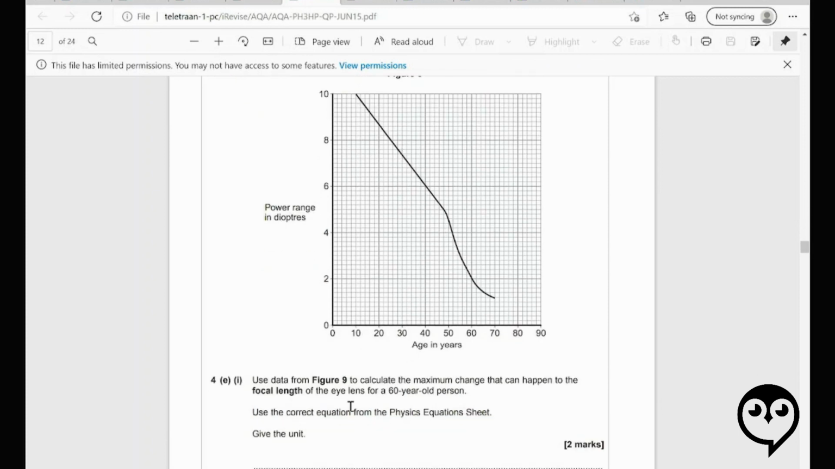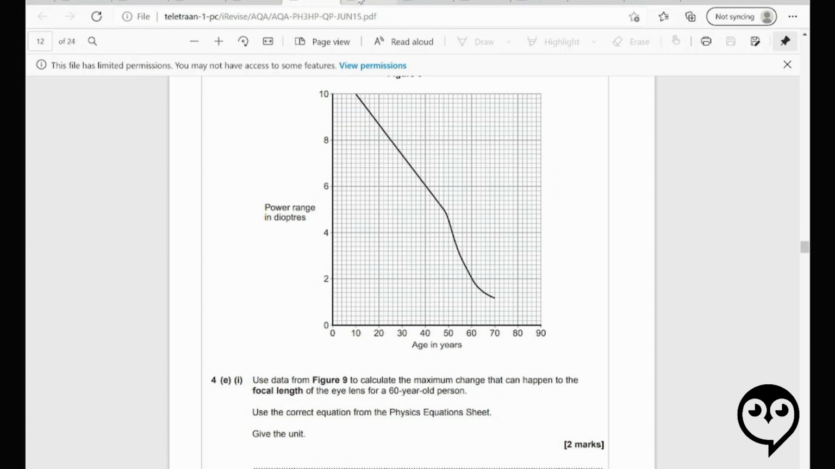We can see here, calculate the maximum change that can happen to the focal length of the eyes of a 60-year-old person. Well, we'll use the graph here. 60-year-old gives us 2 diopters. Now you need to remember a diopter is basically a reciprocal meter. They want to know what can happen to the change in focal length. So if we've read 2 off of the graph, we're going to do a reciprocal of 2, and a reciprocal of 2 diopters would be 1/2 a meter.